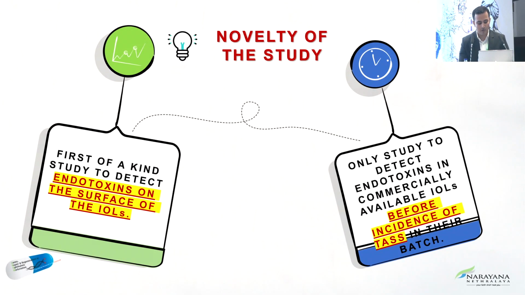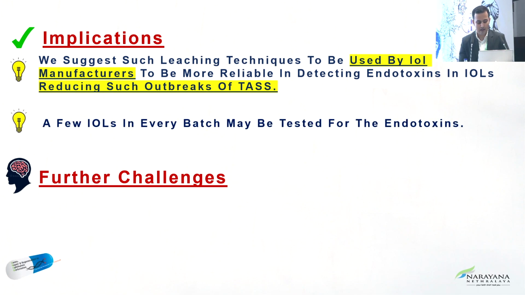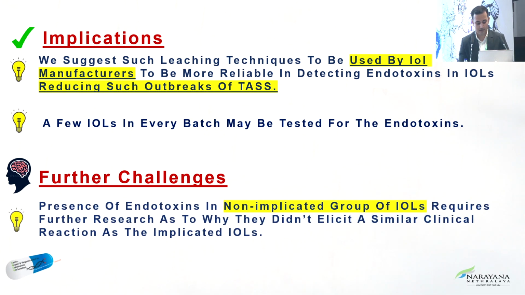So the novelty of our study was that it was a first-of-a-kind study to detect endotoxins directly from the surface of the IOL. And also it's the only study to detect endotoxins in commercially available IOLs before even the incidence of TASS. So we suggest that such leaching techniques can be easily used by IOL manufacturers to be more reliable in detecting endotoxins in these IOLs, reducing such clusters of attacks. A few IOLs in every batch can be tested for these endotoxins. The interesting part of this study was that this non-implicated group of IOLs also requires further research as to why they didn't elicit a similar reaction in some individuals.